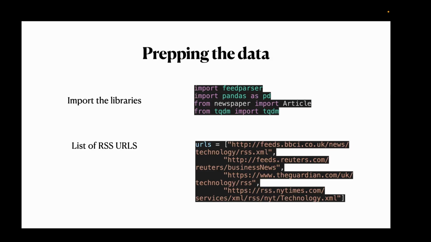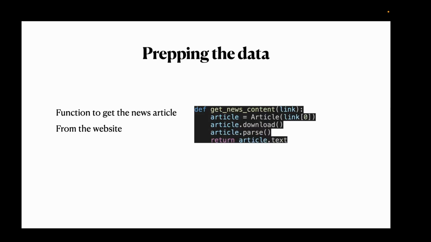First, we'll import the libraries for RSS parsing, article extraction, progress bars, and data handling. Next, I define a list of RSS feeds. We'll pull fresh stories from BBC, Reuters, The Guardian, and the New York Times. I've created a function called get news content that takes the link of the article and uses the Article class to download the data, parse it, and return back the contents from the website.